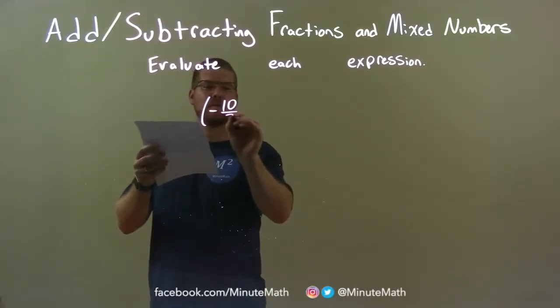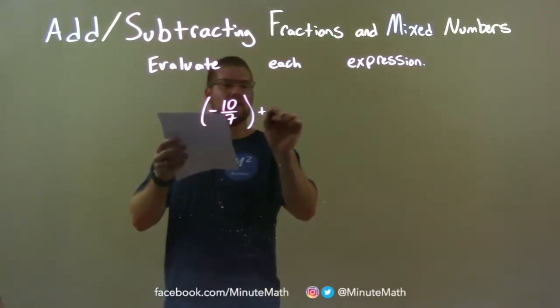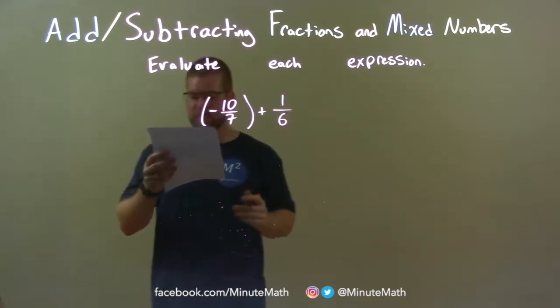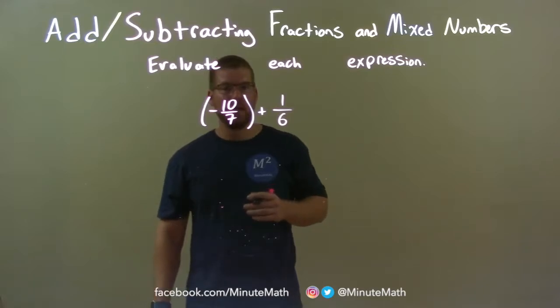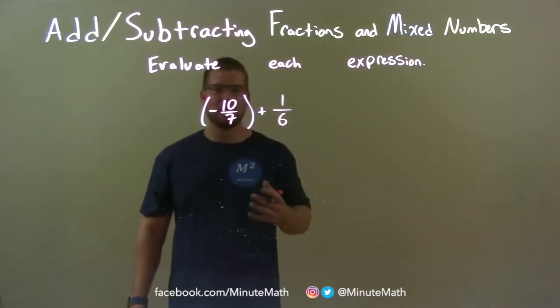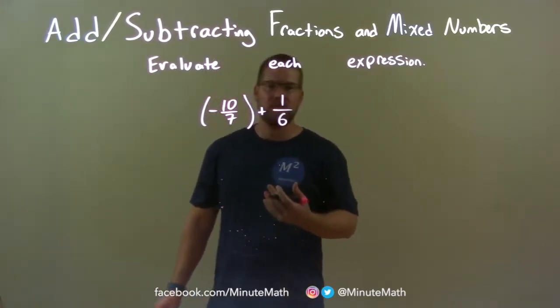Negative 10 over 7 plus 1 over 6. Now the first thing I see here is these two numbers don't have the same base. So we can't add them directly. But we can make them have the same base, then we can add them.